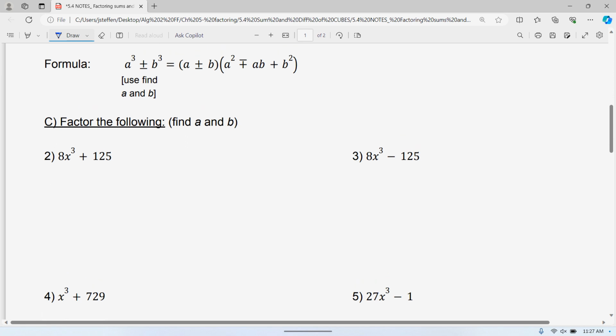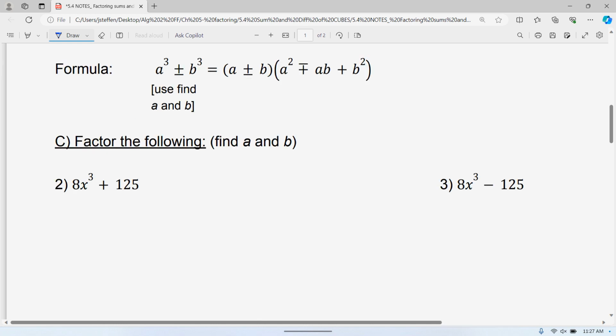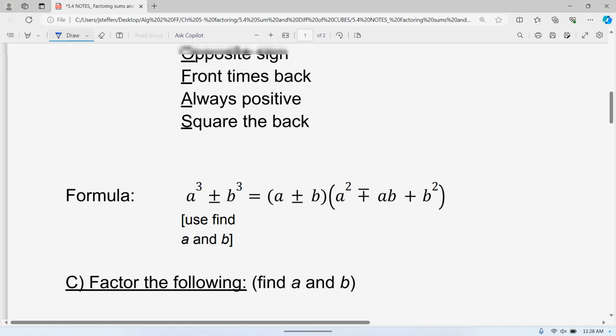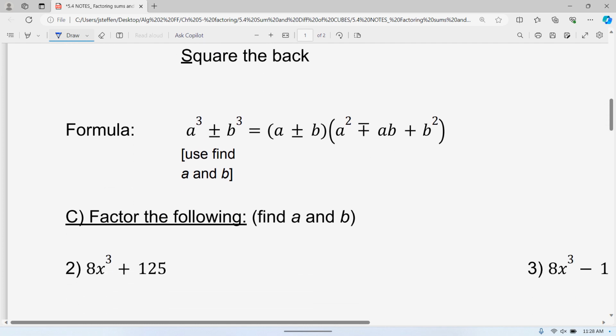So the a to the third and b to the third, just like with a perfect square or the difference of squares, tells you how to find out what your a and b are. Once you have your a and b, you're going to plug them into this second part of your equation. Since it's a sum and difference of cubes, it could be a plus or minus here. If it's a difference, it's minus. I put both of those in there.